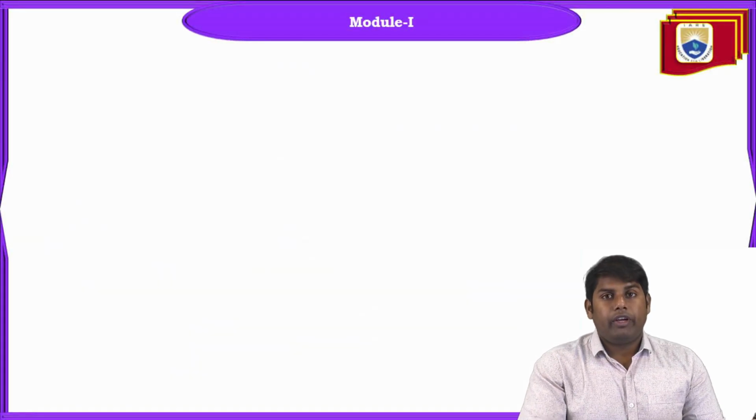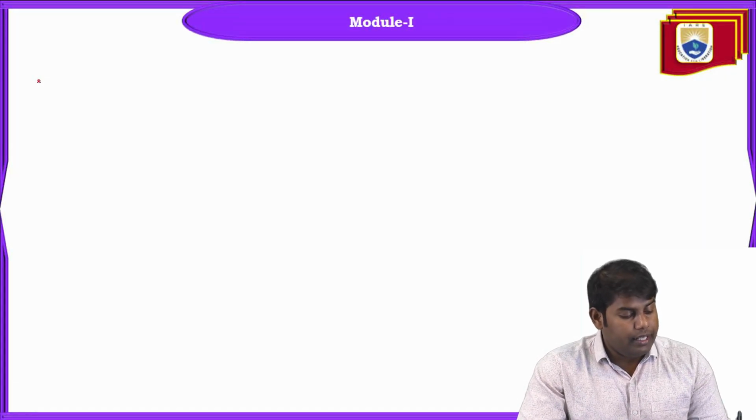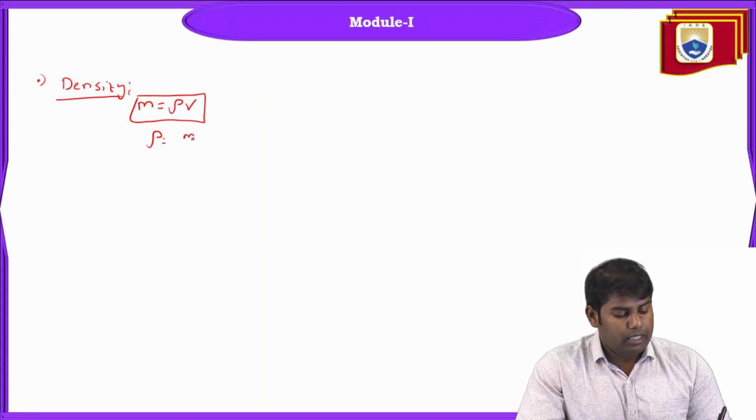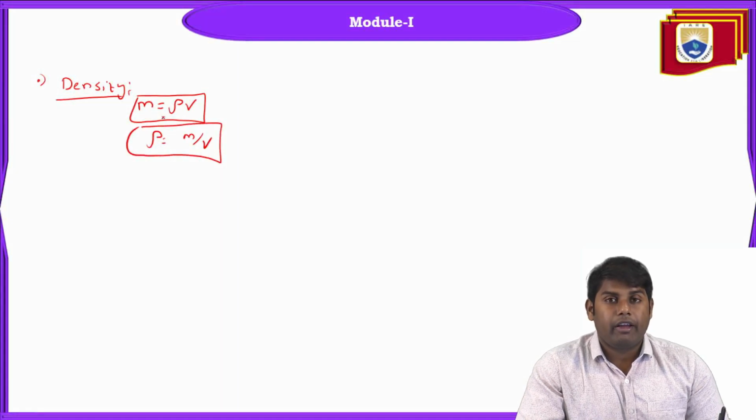Next, we have another flow variable, which is density. Density is a scalar. We have the basic formulation: mass is equal to density into volume, so density is equal to mass by volume. From this, we will get to know the unit.